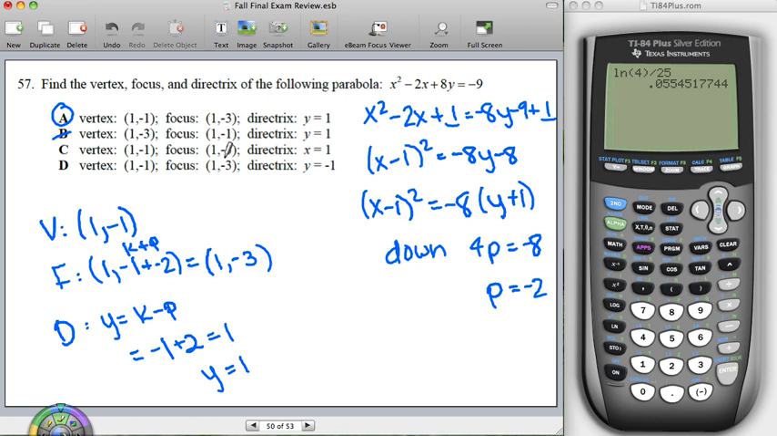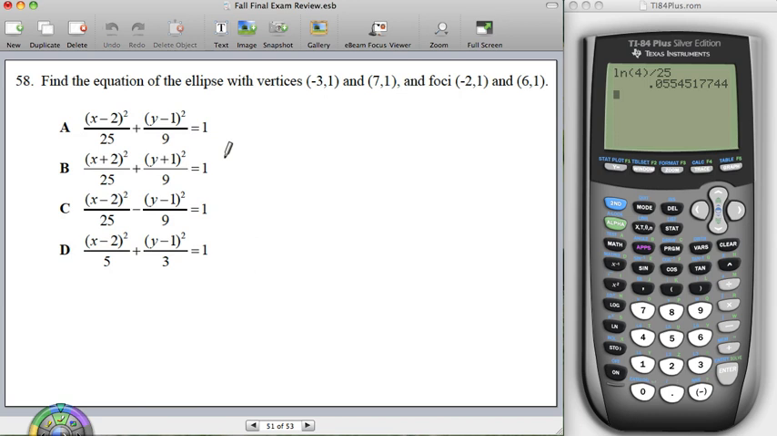58, find the equation of the ellipse with vertices negative 3, 1 and 7, 1, foci negative 2, 1 and 6, 1. Start by finding your center. Center is smack in the middle of your vertices. It's also smack in the middle of your foci. So in the middle of negative 3 and 7 is going to be 2. So it's going to be x minus 2 and y minus 1, so we can eliminate b. All right, the distance from your center to one of your vertices is what a is. So the distance from 2, 1 to negative 3, 1 is 5.